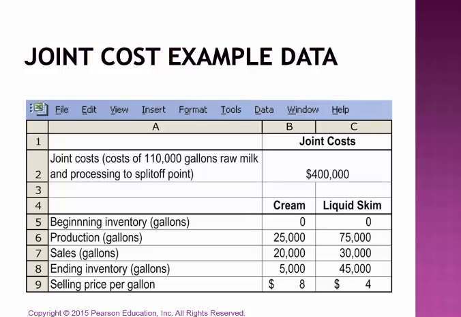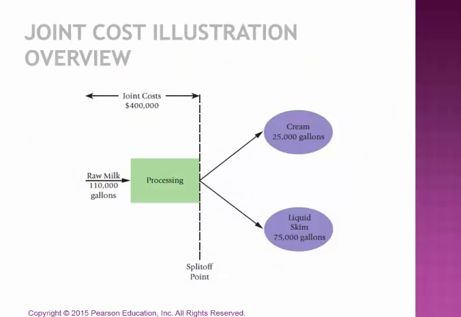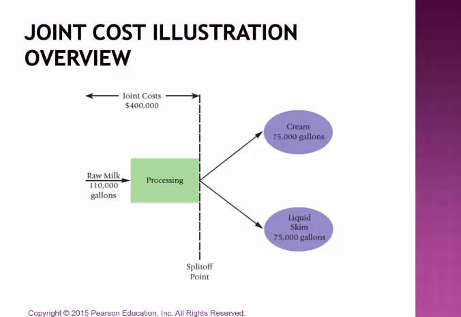raw milk. During the period, we are only going to sell 20,000 gallons of cream and 30,000 of liquid skim, which means we're going to be left with some in ending inventory. 5,000 gallons of cream, 45,000 gallons of liquid skim. And again, we've got the selling price per unit. Here is an illustration so that you can see it visually.